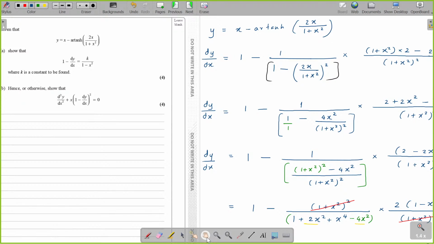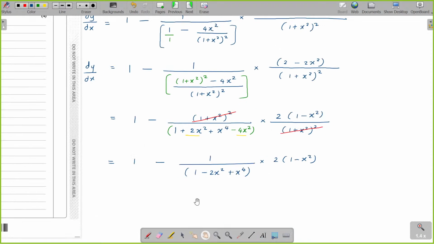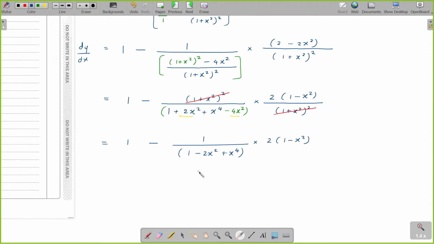We would factorize the denominator. Yes, we can factorize the denominator. How do you factorize this denominator? 1 minus 2x square plus x to the power 4. It's actually quadratic here. It's a hidden quadratic here. How does it work? How does this factorize?